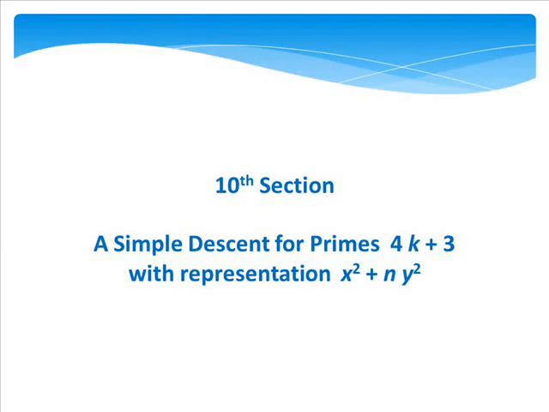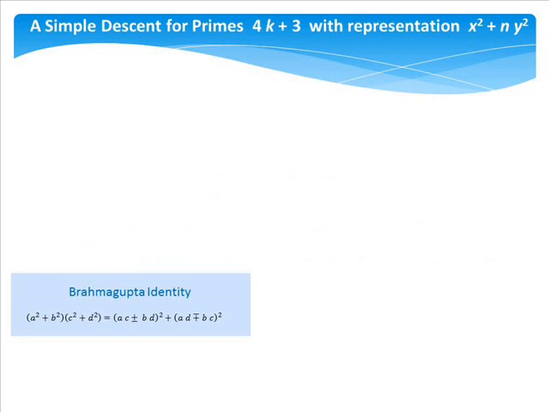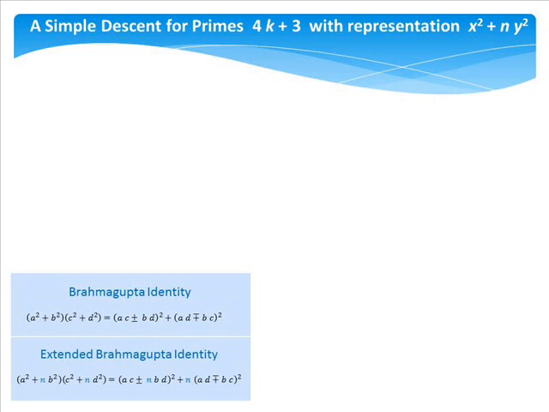Okay, in this section, we will explore how a simple descent method applies for prime numbers of the form 4k plus 3 with representation x squared plus n times y squared. Before we start, it's worth noting that Brahmagupta's identity, originally employed for numbers expressed as x squared plus y squared, can be extended to accommodate those of the form x squared plus n times y squared.